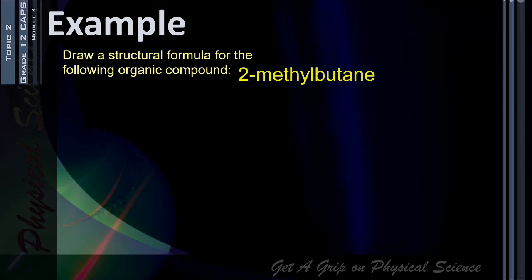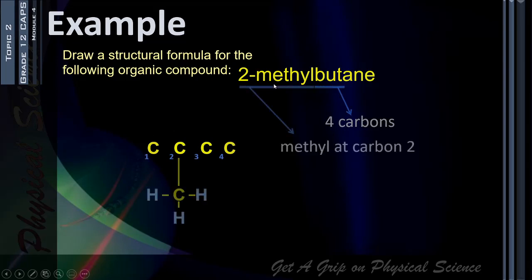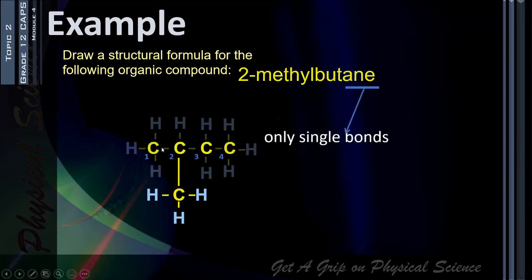Alright, so you press pause and then you try first before I give you the answer. The stem name, bute, so there are only 4 carbons in the longest carbon chain. On the second carbon, there must be a methyl. So you draw a methyl group on the second carbon, and it's an alkane. So all the carbons must have only single bonds between the carbons and hydrogens. And you have to draw 4 bonds on each carbon.